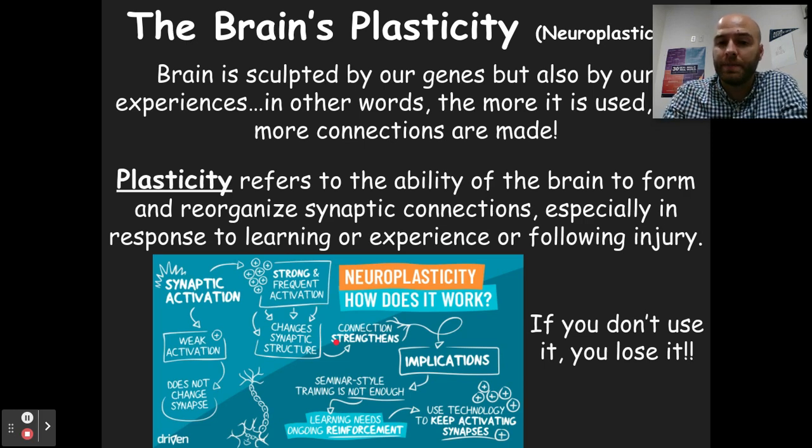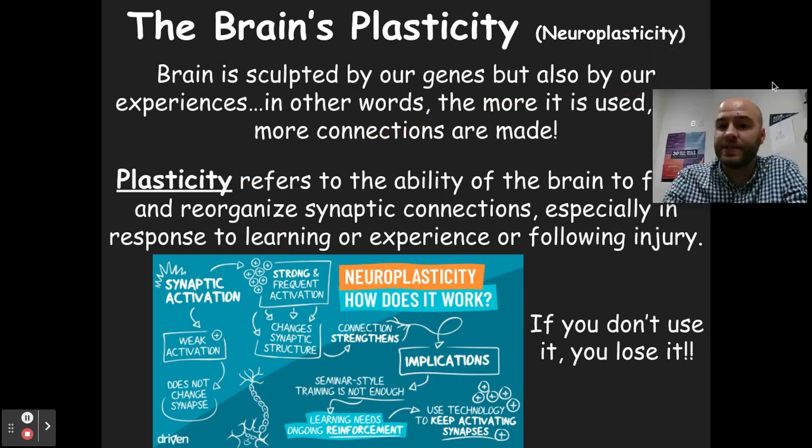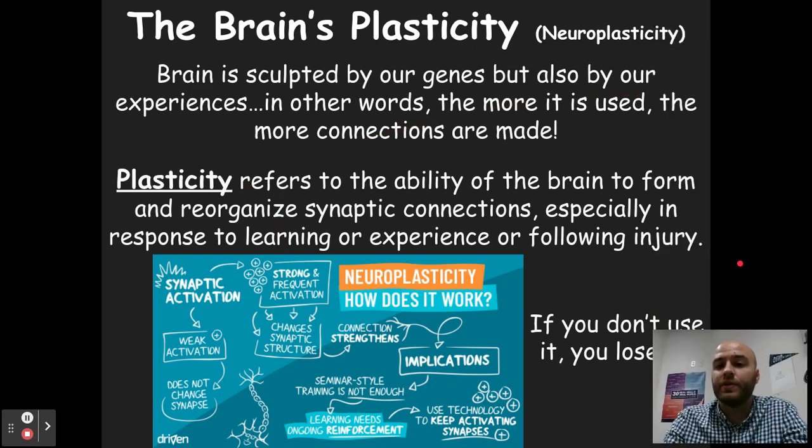Practice makes perfect, right? So the implications of this: learning needs ongoing reinforcement. Anything that you do that you want to become better at, you can with practice and purposeful use because of neuroplasticity. Your brain can change in response to injury. It can compensate for those injured parts, or it can change in response to learning and experience and become better at those things that you want to do. It can physically change the structure of your brain.